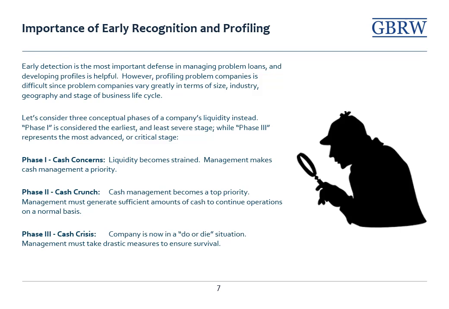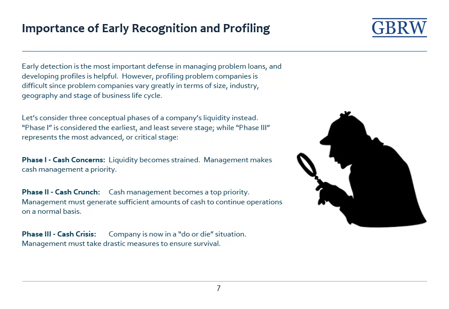Wouldn't it be amazing if we could profile companies to identify and evaluate payment or liquidity risk without relying on the borrower's financial statements, which prolongs the time to discover problems? Though it would be great, profiling a problem company is complex because problem companies vary significantly in terms of size, industry, geography, and stage of business life cycle. Consequently, we discuss 3 conceptual phases of a company's liquidity instead. Phase 1 is considered the earliest and least severe phase, while Phase 3 represents the most advanced and critical phase.